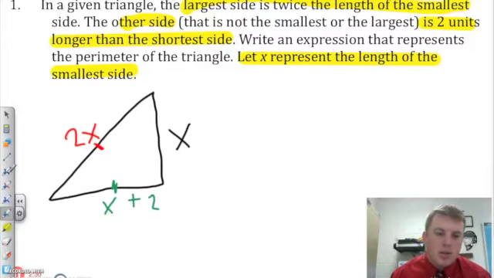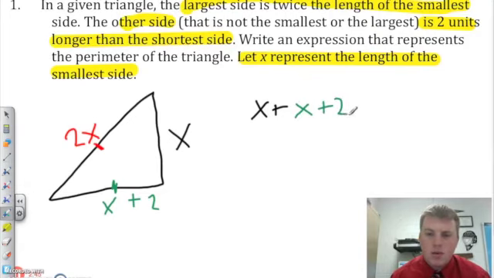Now, like we said, perimeter is all the sides added together. So I'm going to have one side that is x, plus I'm going to have one side that is x plus 2, and I'm going to have one side that is 2x. Alright, so we do have an expression.